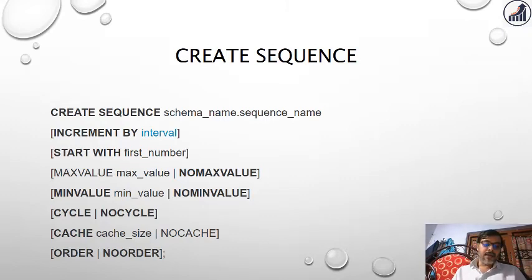If the interval is positive, the sequence is in ascending order, that is 1 2 3 4 5 like this. If the interval is negative, the sequence is in descending order, like -1 -2 -3, in such a way.